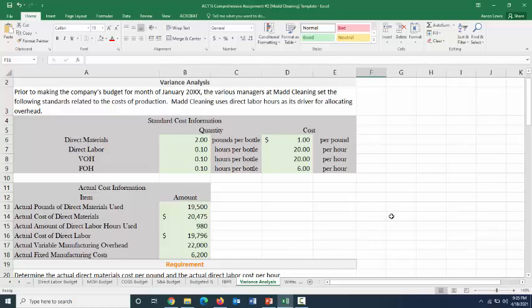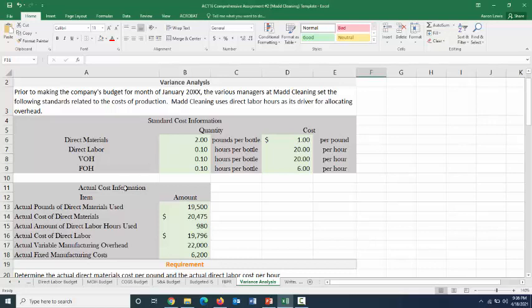They were going to use direct labor hours as their cost driver, so the amount of the driver that went into each bottle produced is that 0.1 direct labor hours. And they were going to incur variable manufacturing overhead at a rate of $20 for every direct labor hour. And for fixed overhead, they were also going to use direct labor hours as their driver, so they incur 0.1 hours of the driver for each bottle they made and incur fixed overhead at a rate of $6 per hour. So the first thing you need is your standards.